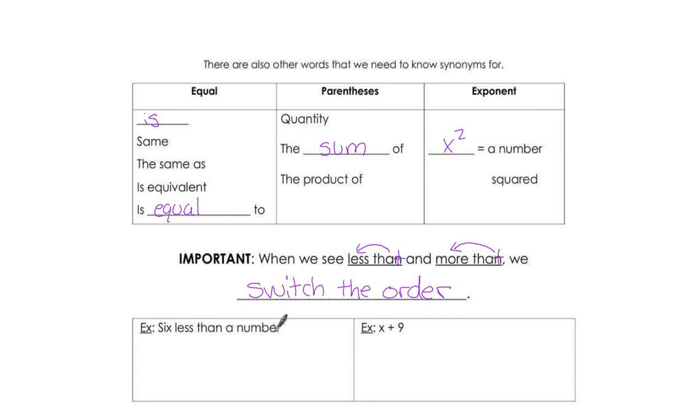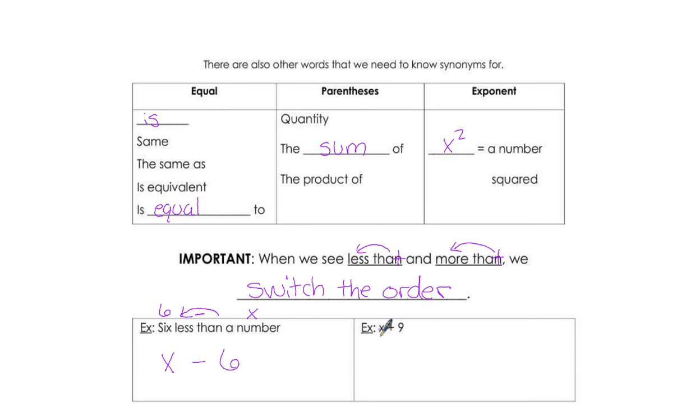So we have 6 less than means switch, and it's subtraction. A number, which we don't know, so we'll have x. We need to switch the order of these numbers when we write it as our expression. So x minus 6 is how we would write it.